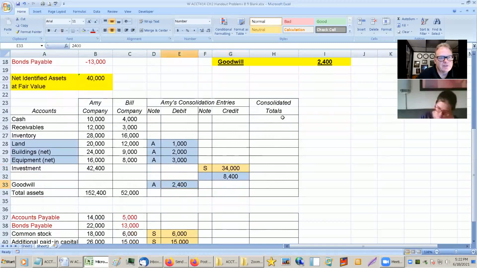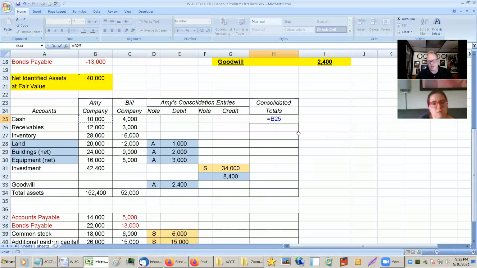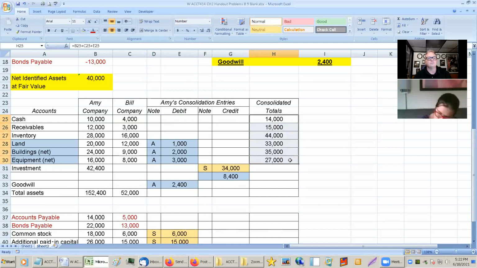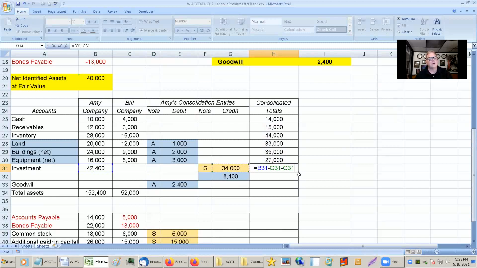Another thing is a lot of times people will get the goodwill on the books, but then they don't put it in the total. So make sure you put it in the total. All right, so that plus that. Right. Hopefully this comes out to 0. And yeah, goodwill is just like any other asset on our.